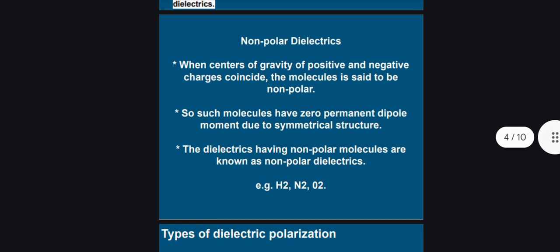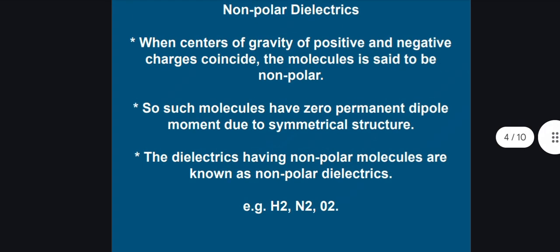After that, there's nonpolar dielectrics. When the center of gravity of positive and negative charge coincide, the molecule is said to be nonpolar. So, such molecules have zero permanent dipole moment due to symmetrical structure. The dielectrics having nonpolar molecules are known as nonpolar dielectrics. For example, H2, N2, O2.